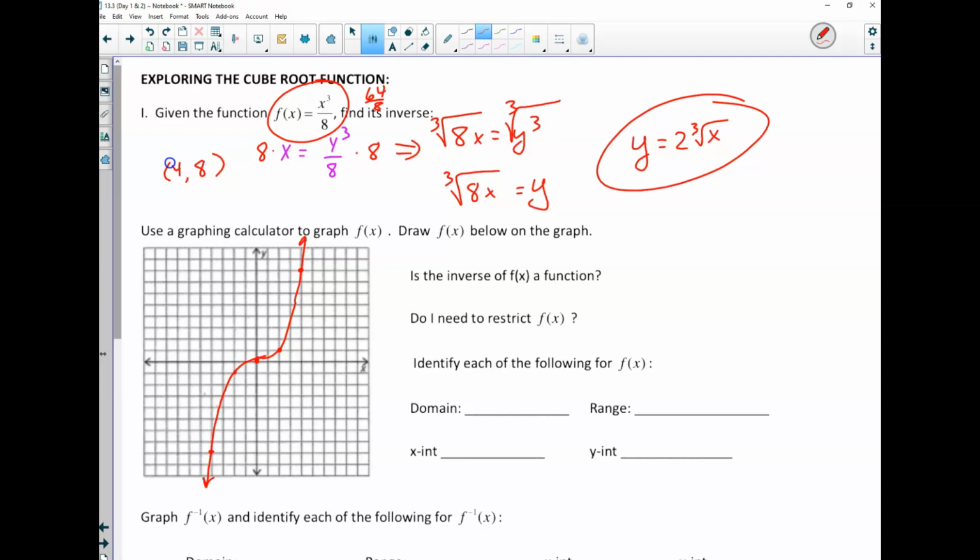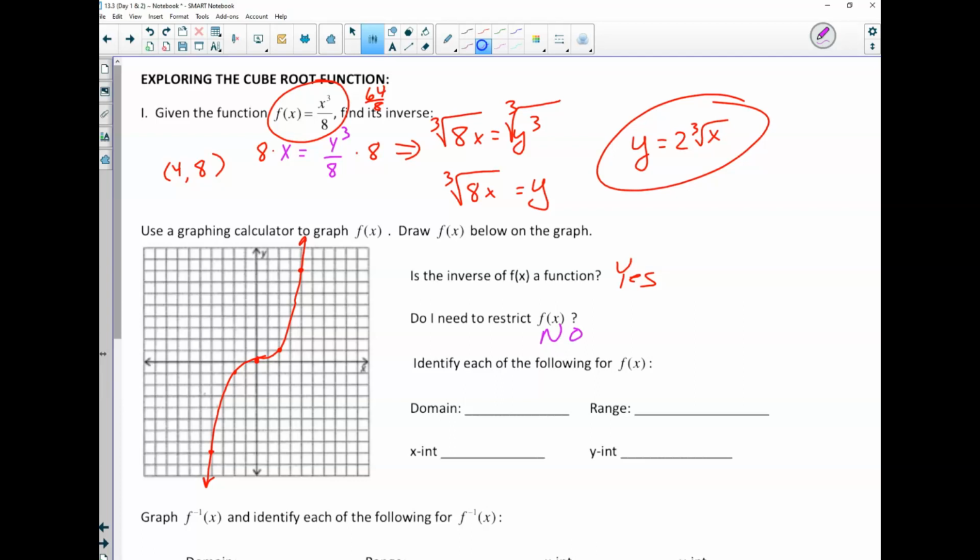And it's not easy to draw on here. So we drew f. Is the inverse of f a function? Yes, it is. Envision that horizontal line test on there. If I had a horizontal line and I dragged it anywhere, I'm only ever hitting that graph in one place. So yes, it will be a function. Do I need to restrict my domain for it to be a function? No, it already is a function.